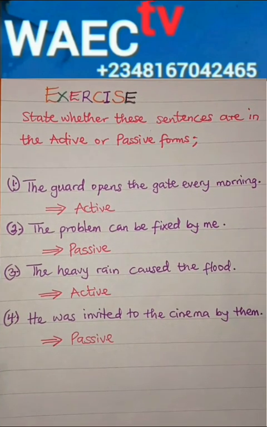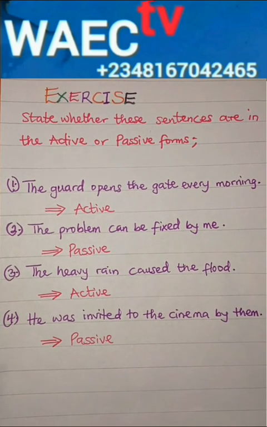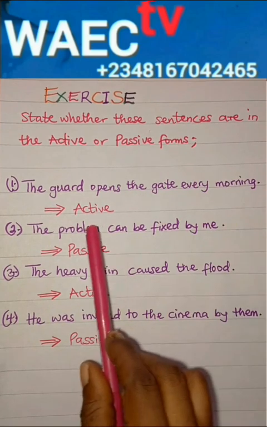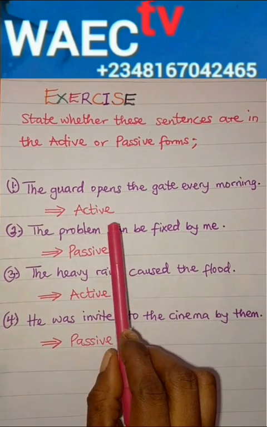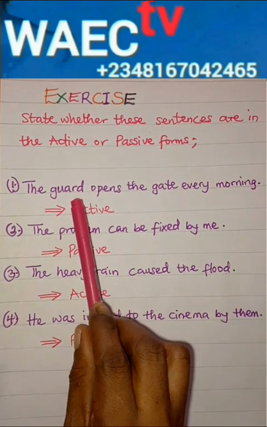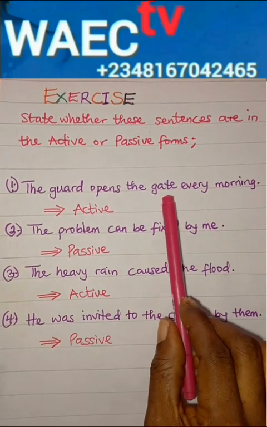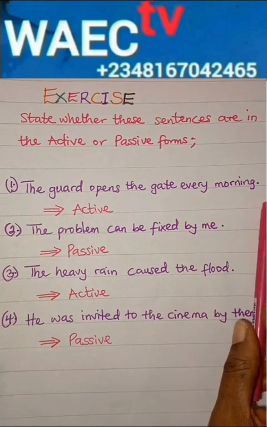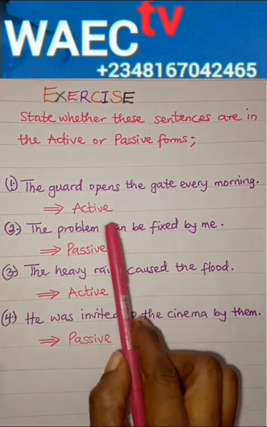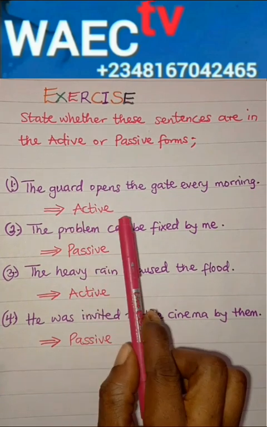Number 1, the verb is in which form? Is it active or passive? It is in the active voice. The guard opens the gate every morning. The guard is a subject. The gate every morning is in the object position. So it is an active sentence.